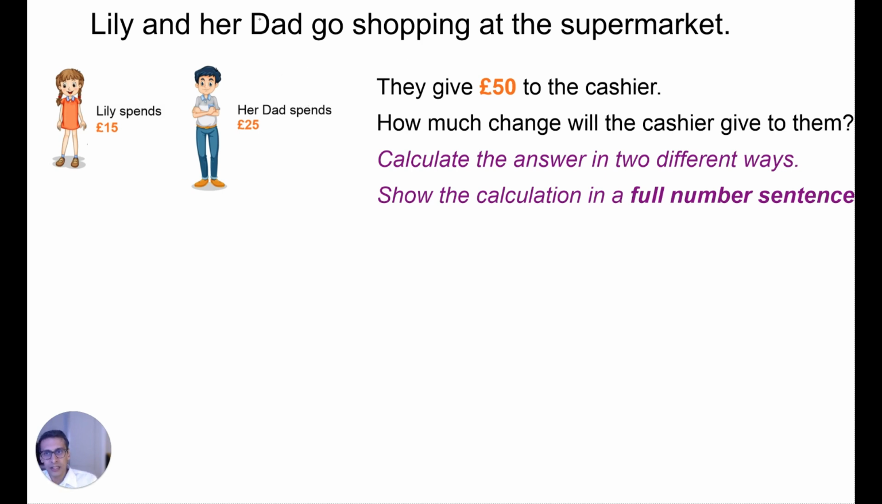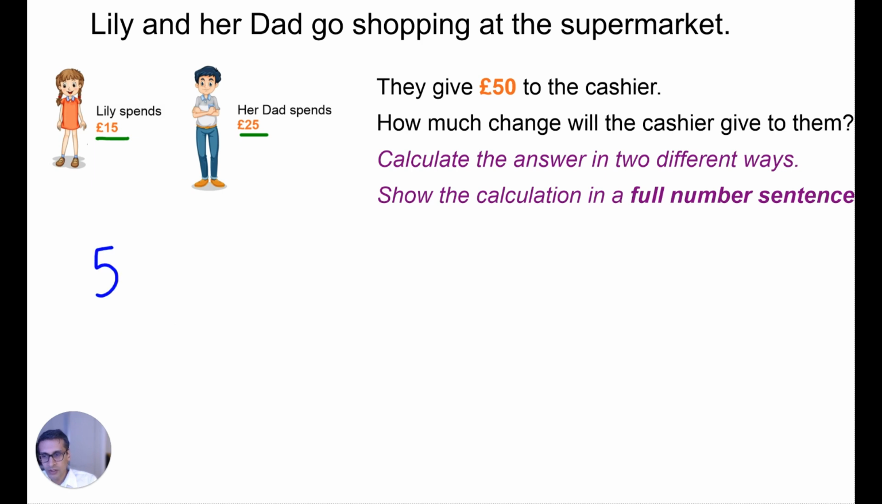So let's say Lily and her dad go shopping to the supermarket. They give £50 to the cashier. How much change will the cashier give to them if this is how much they've spent? Pause the video and have a go and try to write this as a normal subtraction and then using the property of subtraction that we just looked at. Okay, I hope you've tried it now, and let's go through it.